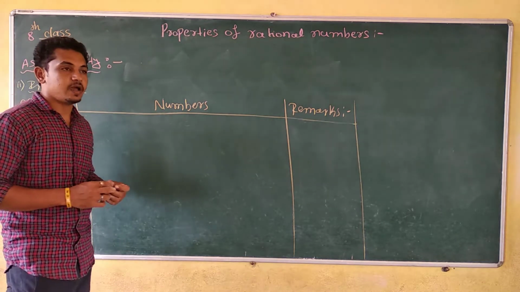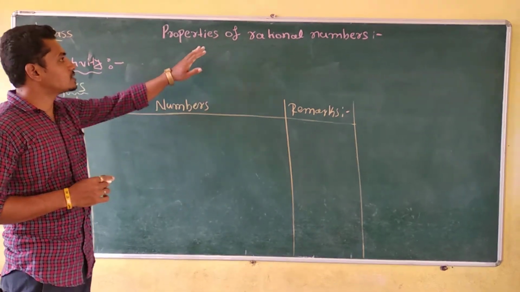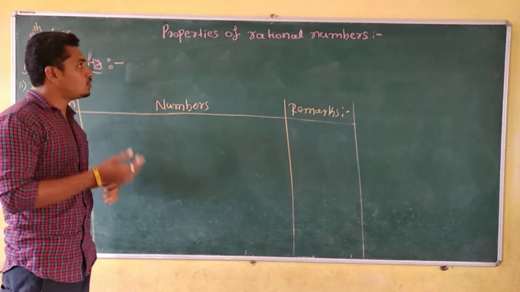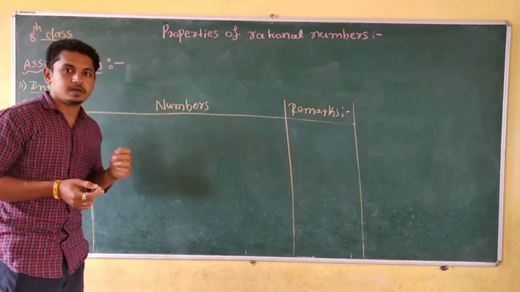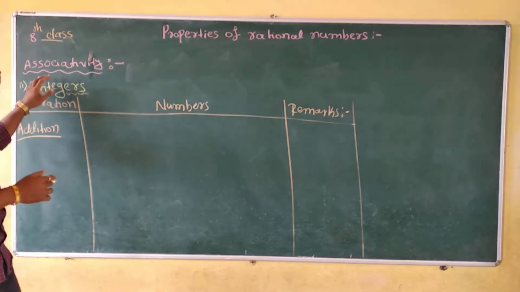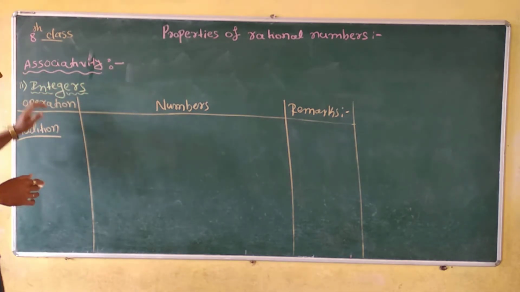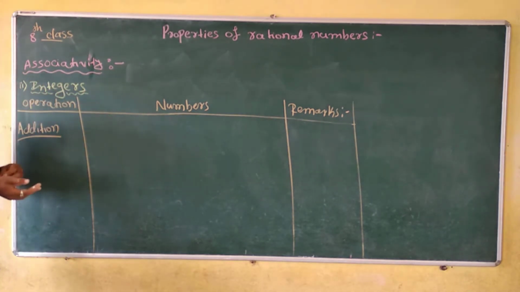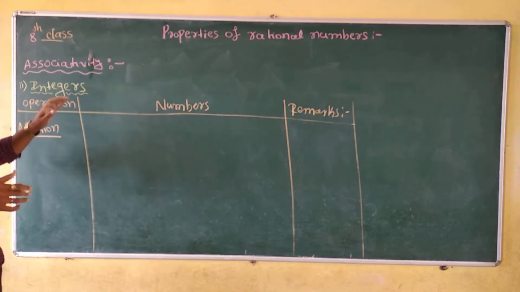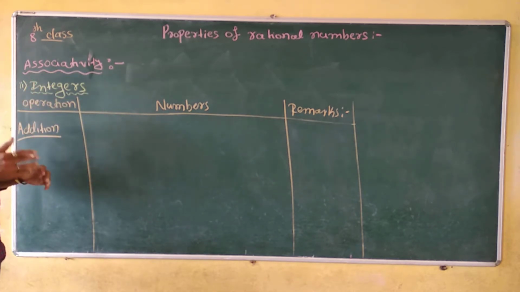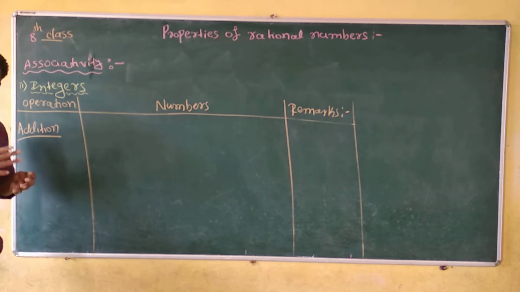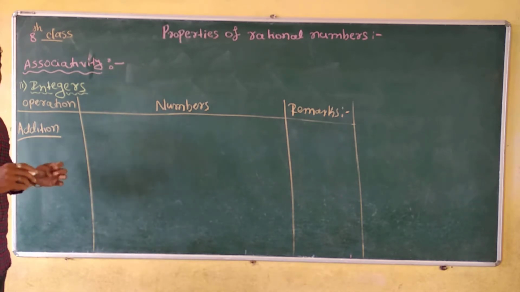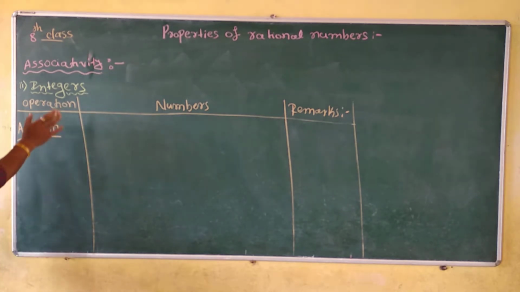Now in this class we have to learn about the properties of rational numbers. But before the discussion of properties of rational numbers, first we have to discuss the associative property for integers. After that we will discuss the associative property for rational numbers. In an earlier class we already discussed the associative property for whole numbers in all operations, meaning addition, subtraction, multiplication and division. Now in this class we discuss the associative property for integers.